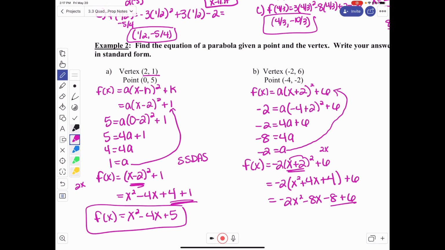And I can combine my like terms. Negative 2x squared minus 8x. And that's going to be minus 2 for standard form. And that concludes this section.